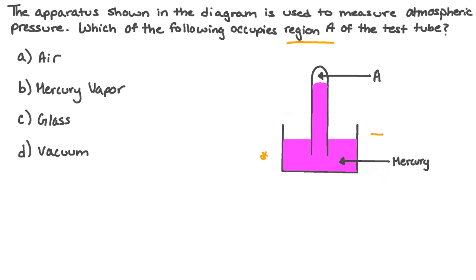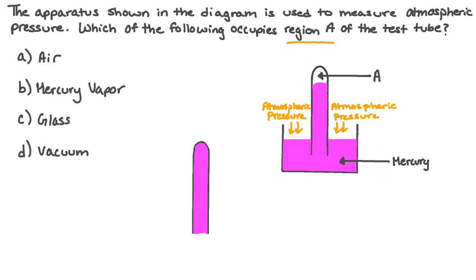It has a dish on the bottom that is filled with mercury that is open to the atmospheric pressure, and a test tube in the middle that is also filled with mercury. When the test tube is first placed into the dish, it is filled with mercury all the way to the top. The mercury then flows out of the test tube and into the dish below, leaving the space that we see in our diagram between the top of the mercury and the test tube.